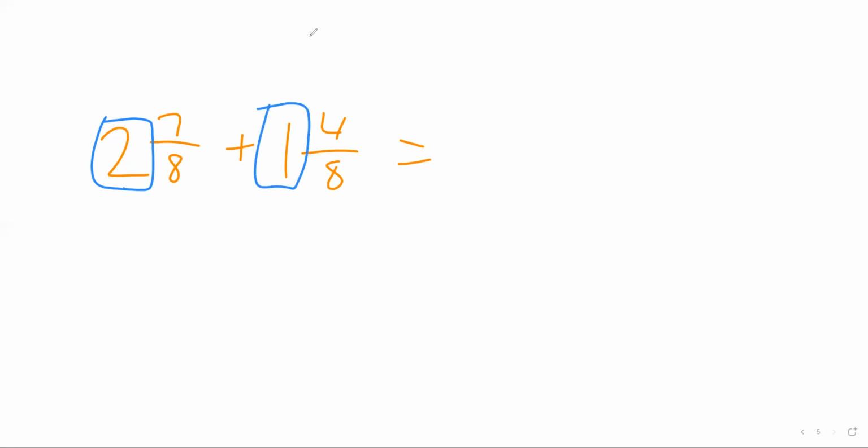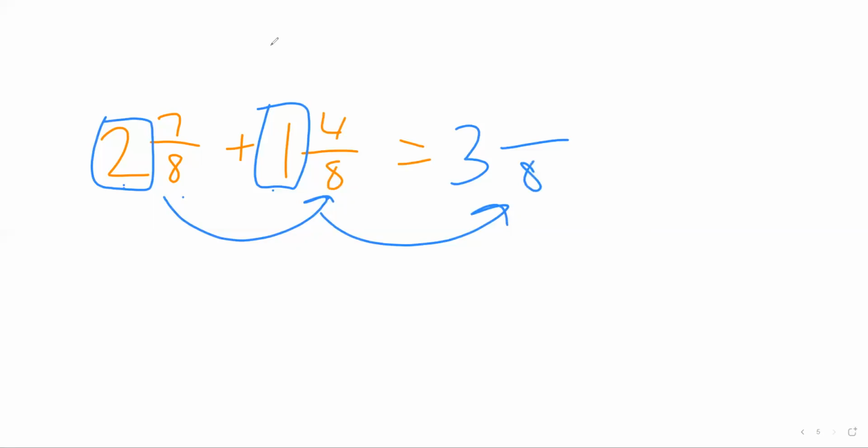So 2 + 1 = 3. And then now, because my denominators are the same, I can just keep it and slide it over in a sense, because there's still 8 pieces, that doesn't change. And then I'm going to add my numerators. So 7 + 4 = 11.